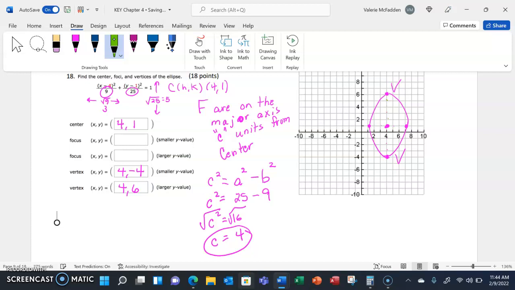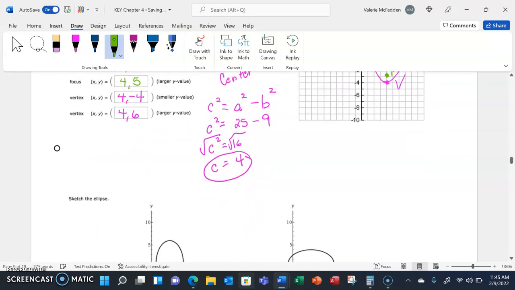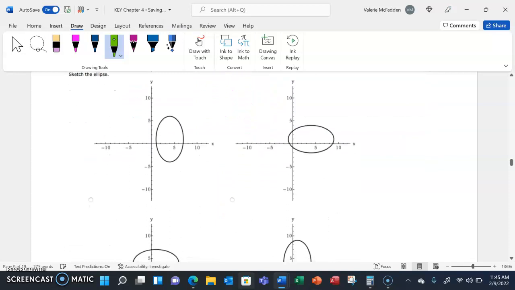1, 2, 3, 4. And that is called the focus. 1, 2, 3, 4 from the center, and that's the other focus. So those are our two foci, or focuses. The focus with the smaller y value would be (4, -3), and the focus with a larger y value would be (4, 5).